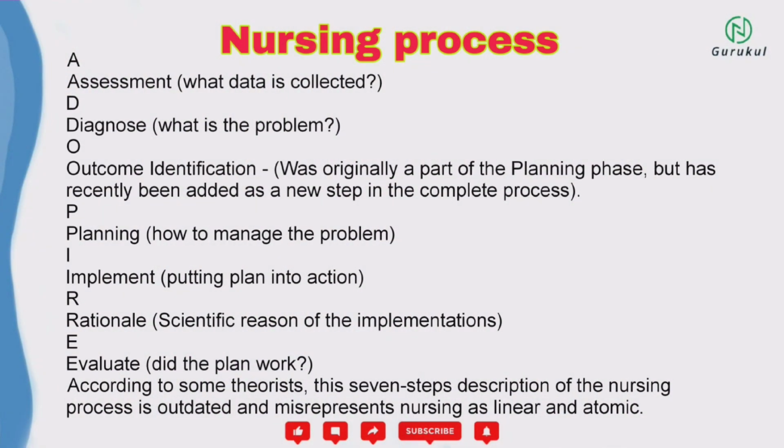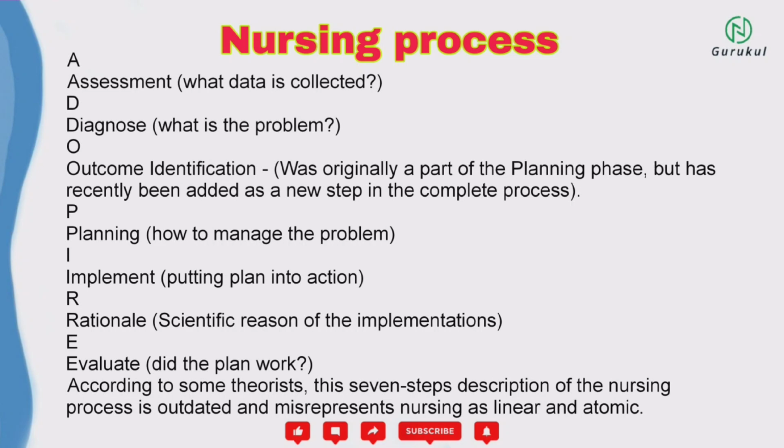major steps. The first one is A for the assessment, that is, what data is collected. Then the D for the diagnosis, or we can say what is the problem. Then O is the outcome criteria. This was originally a part of the planning phase but has recently been added as a new step in the complete process. Then the P is for the planning, how to manage the problem. Then I is for the implementation, putting the plan into action. Then the R is the rationale, it is a scientific reason for the implementation. Last is the evaluation, did the plan work?